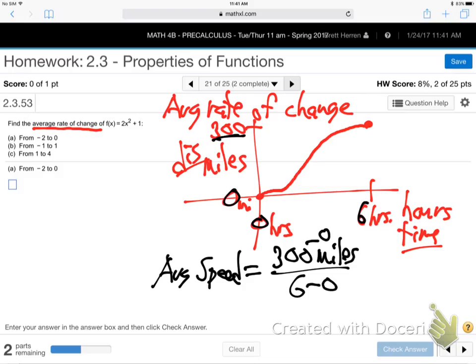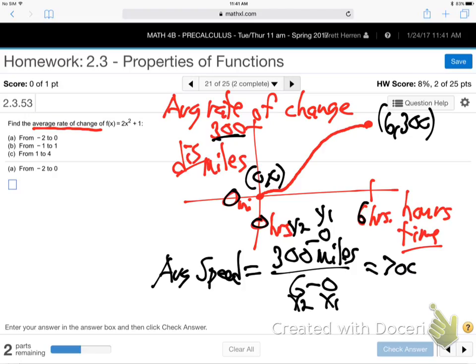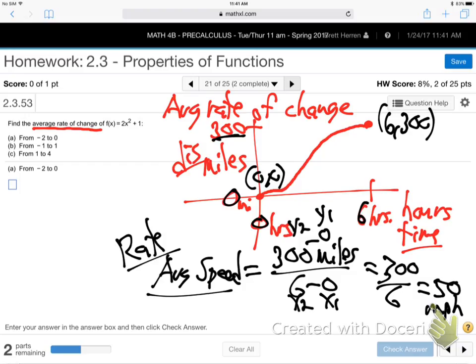So notice I'm doing y2 minus y1 over x2 minus x1, because this is the point (6, 300) and this is the point (0, 0). I'm doing slope, aren't I? So I get 300 over 6, which is 50 miles per hour. That's a rate, that's a speed. Do you see that average speed, or average rate of speed, is a slope? You see how that is in the real world?